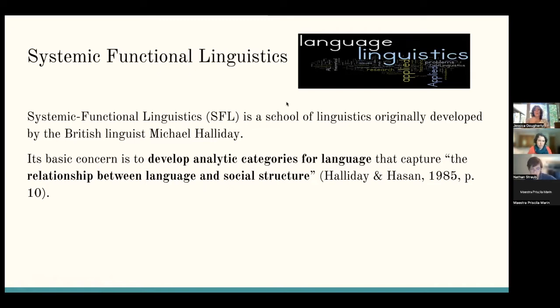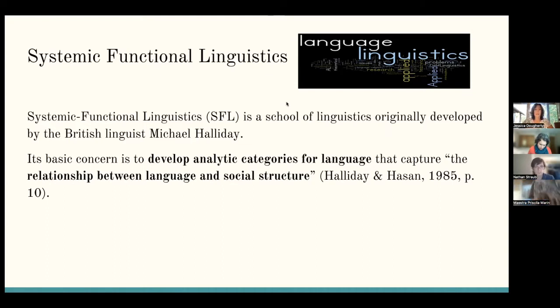Okay, so systemic functional linguistics. Again, this is my colleague's background, but I will give a little bit of info about it just for those of you who aren't familiar, but it sounds like Nathan might be. It's a school of linguistics originally developed by the British linguist Michael Halliday, and its basic concern is to develop analytical categories for language, talk about the relationship between language and social structure, but obviously also just looking at how language functions. Why are we using language for the functions of academics, social structures, etc.